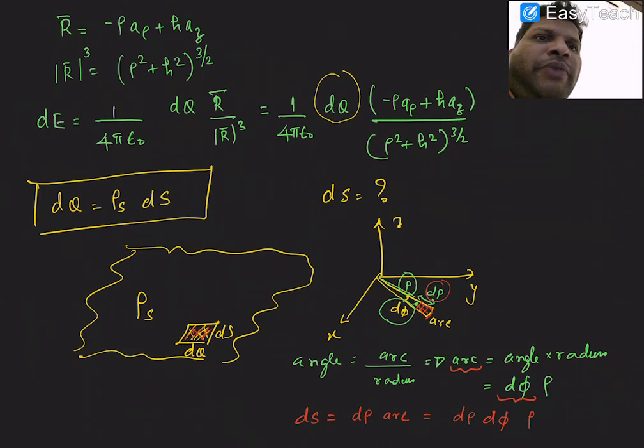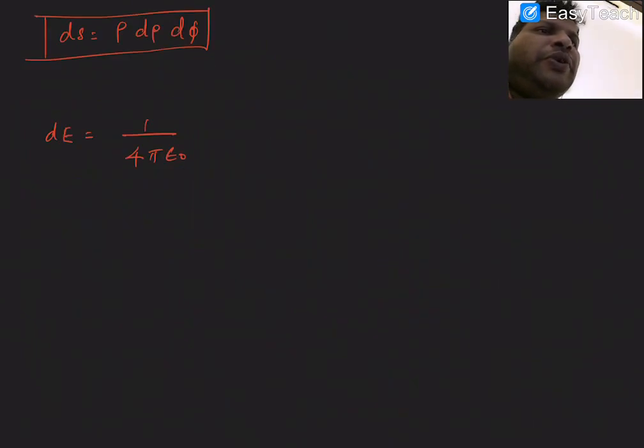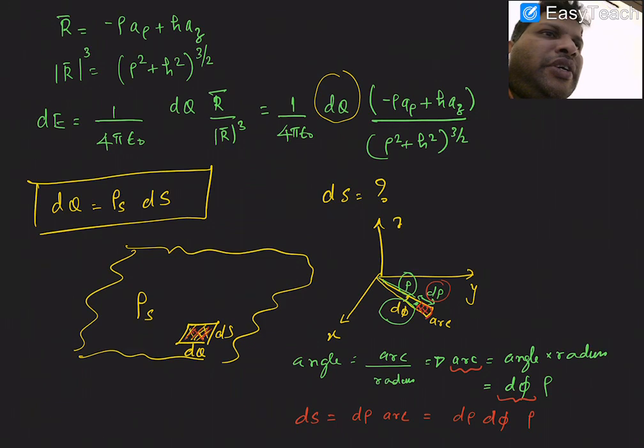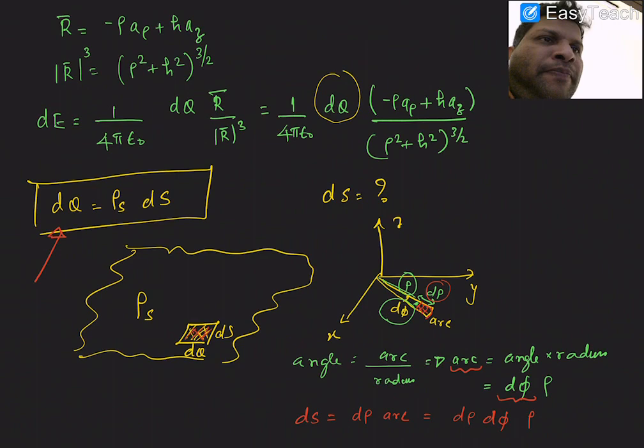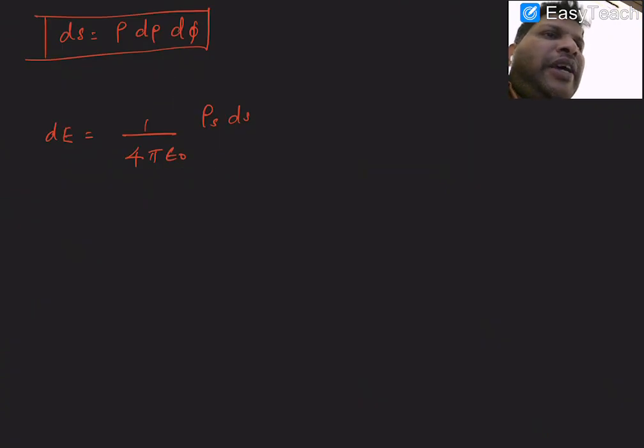Now I can find my equation for dE, which is equal to 1 by 4 pi epsilon 0 into dq. What is my dq? dq is equal to rho s into ds. So it is rho s into ds, then I have the terms minus rho into a rho plus h into az divided by rho square plus h square whole power 3 by 2.